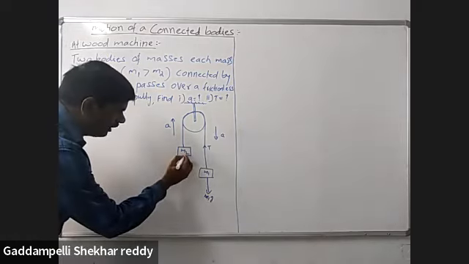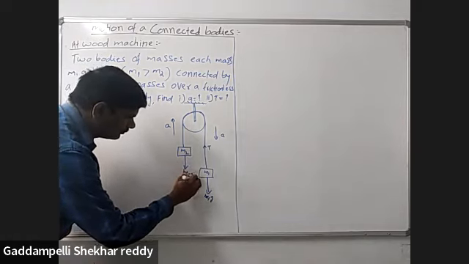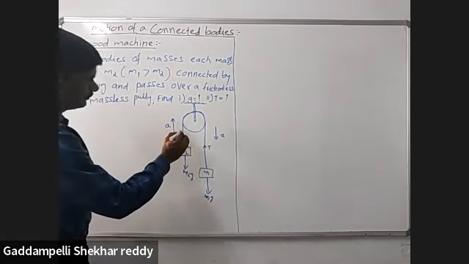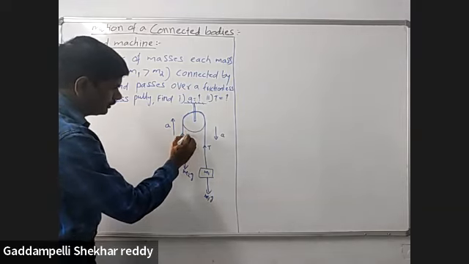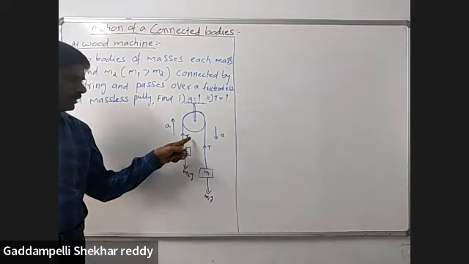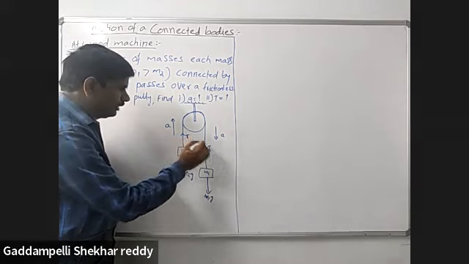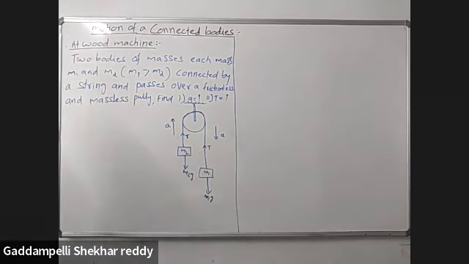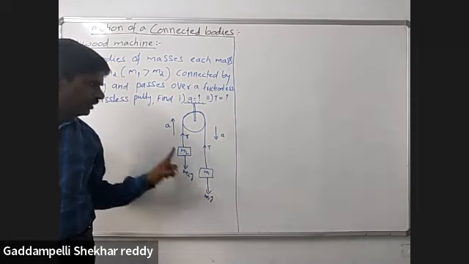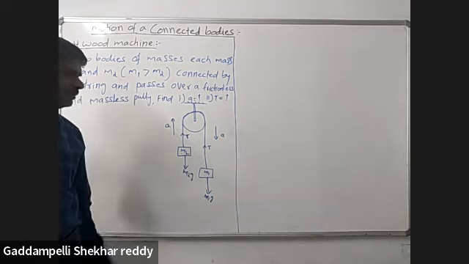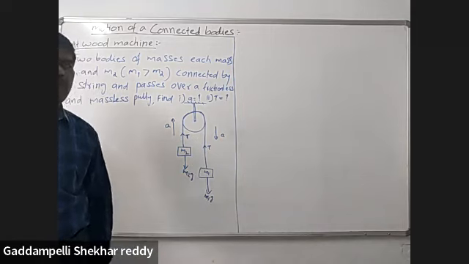Similarly, the weight of the mass m2 also acts in the downward direction. The tension in the string is T. If the string is massless, the tension throughout the string is the same, T, and both act in the upward direction. So now we make the equation for mass 1 and the equation for mass 2. To write those equations, we will draw the free body diagrams.